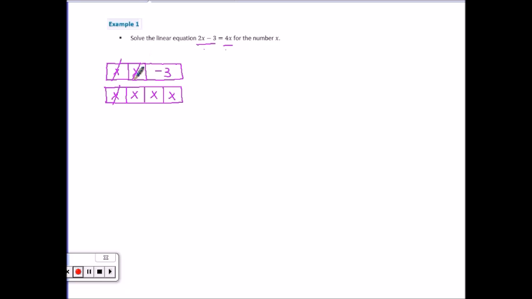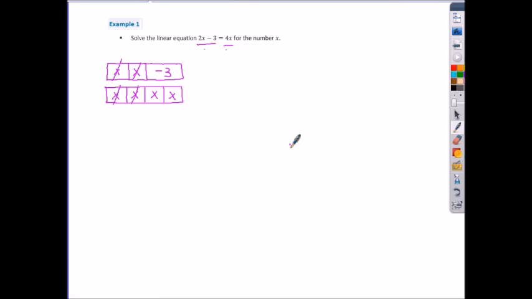Then we can also cross out these two, because once again these two x's are equal in length to these two x's. As you can see, all we are left with is two x's in one tape diagram, and just the term negative 3 in the other one. Now we can write this as an equation. We have 2x, and we know this has to be equal to negative 3 because the bar models, or tape diagrams, whatever you'd like to call them, are equal.